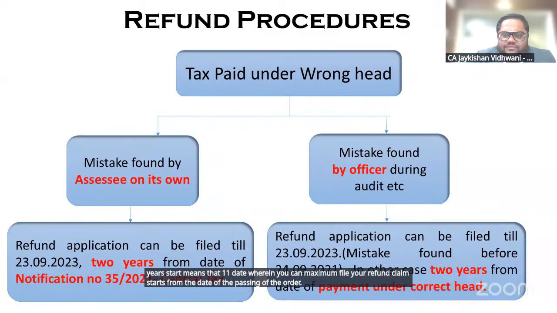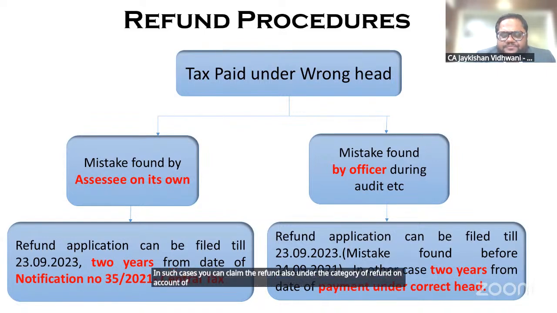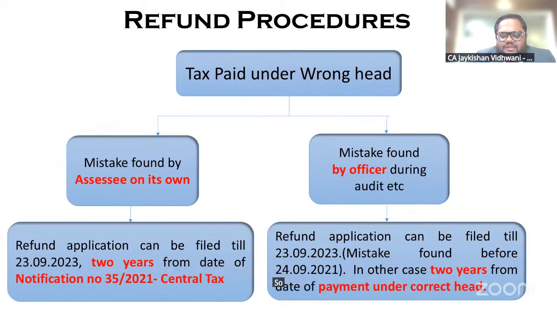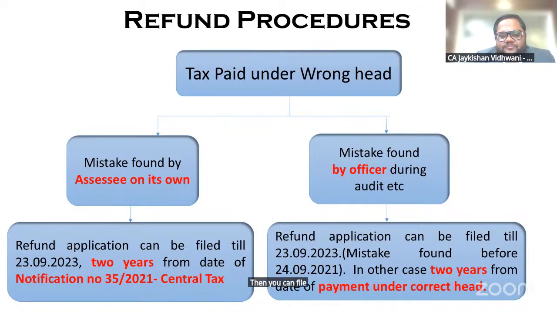In such cases, you can claim the refund also under the category of refund on account of appeal or assessment or audit. So we have two options. We can claim either under 77 or under the appeal head also. If the order clearly prescribes that this wrong payment was made, you have subsequently rectified, and you have correctly paid under the actual payable head, then you can file this refund claim.